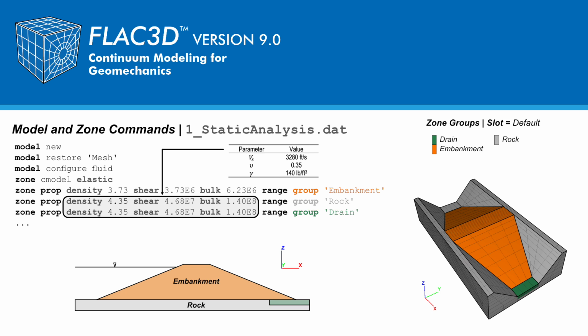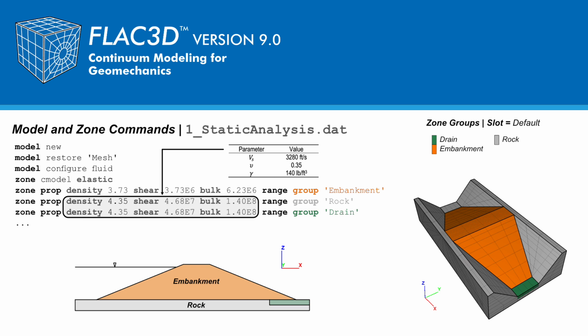Bulk modulus 6.23 times 10 to the 6 pounds per feet squared. These values are specified to the embankment zone group with the command zone properties density 3.73, shear 3.73 e to the 6, bulk 6.23 e to the 6, range group embankment.